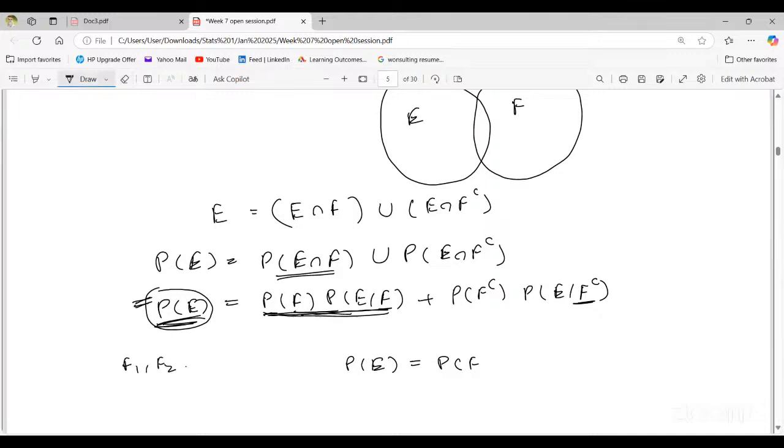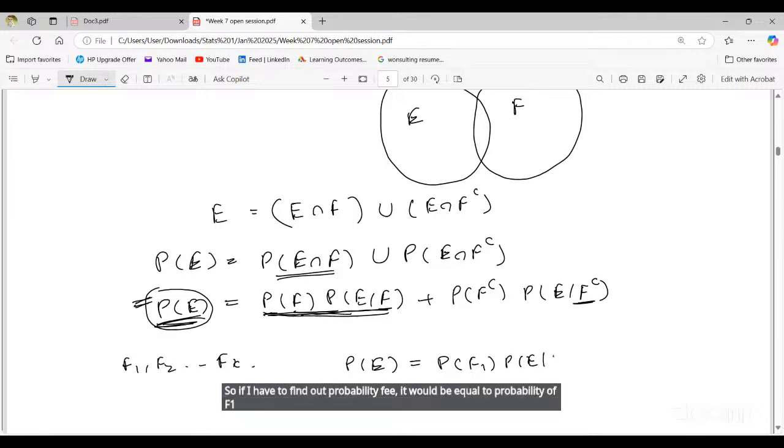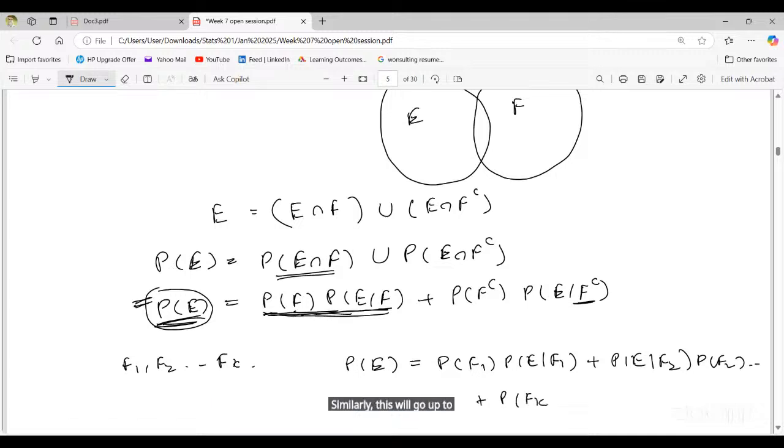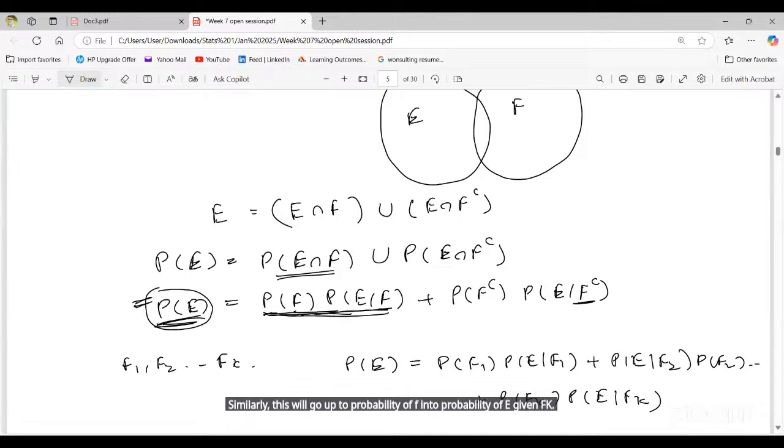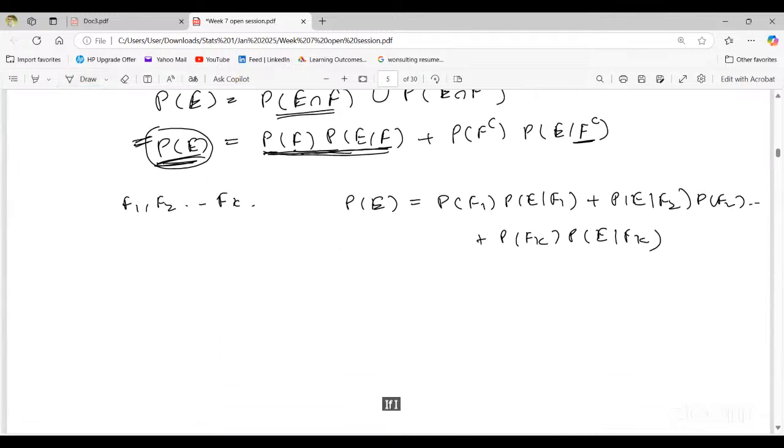F1, F2, F3. If I have to find out the probability of E, it would be equal to probability of F1 into probability of E given F1, plus probability of E given F2 into probability of F2. Similarly, this will go up to probability of Fk into probability of E given Fk, if I take K general cases there.